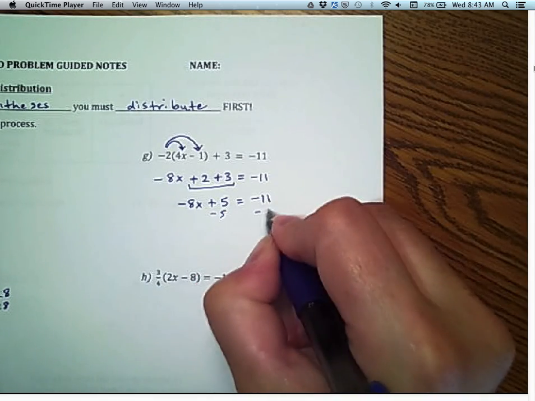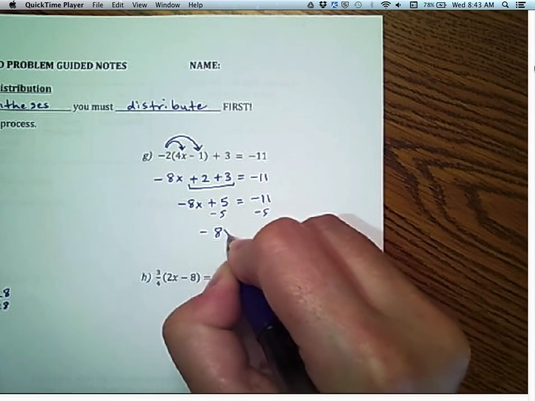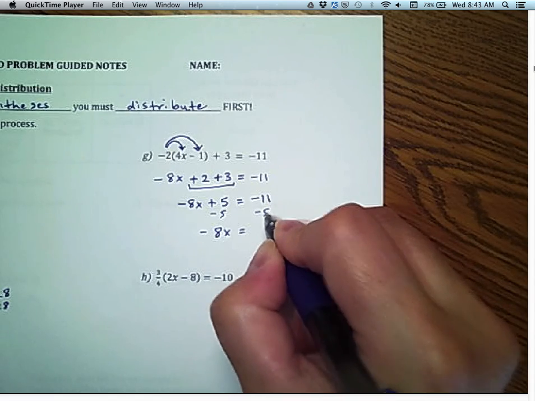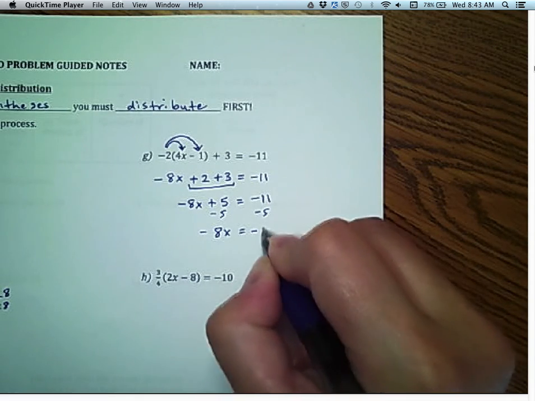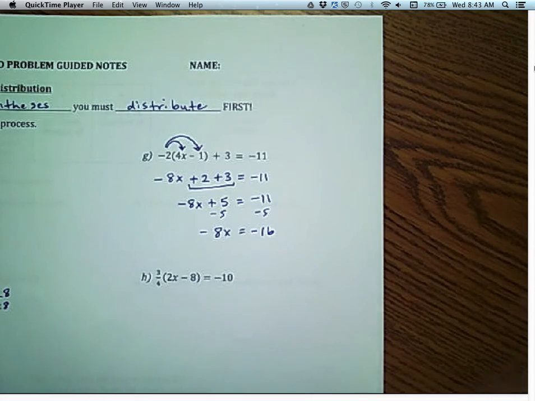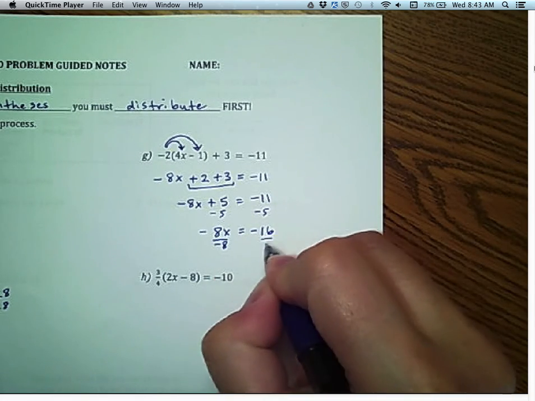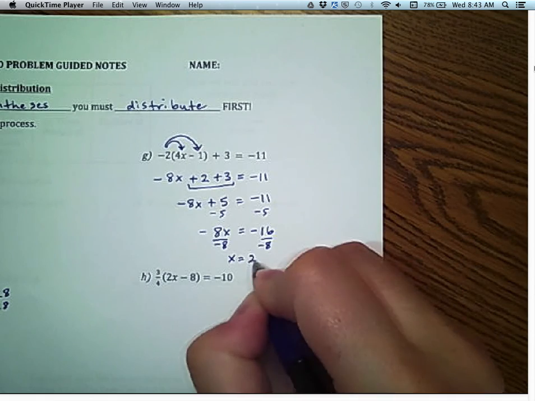Minus 5 on each side. Negative 8x equals negative 11 plus negative 5, which is negative 16. Okay, divide both sides by negative 8, and x equals 2.